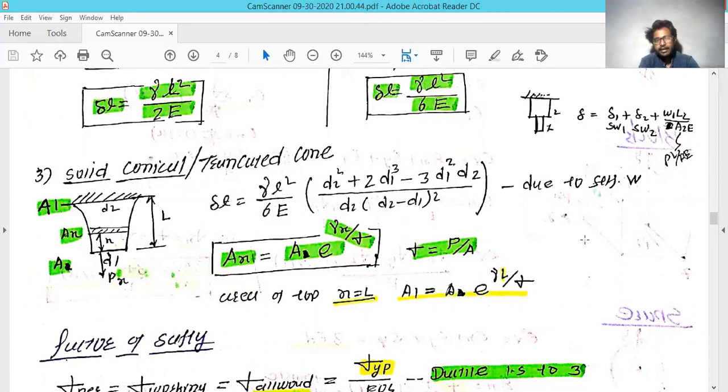And here Ax is nothing but the area from the bottom cross section toward x in the L direction. It can be calculated as A multiplied by e raised to gamma x divided by rho. So Ax is the area at that x length. A is the area at the bottom, denoted by D1, and it is the exponential raised to the gamma. Gamma is the specific weight, and x is the length from the bottom cross section, and rho is the stress, which can be calculated by force divided by area.